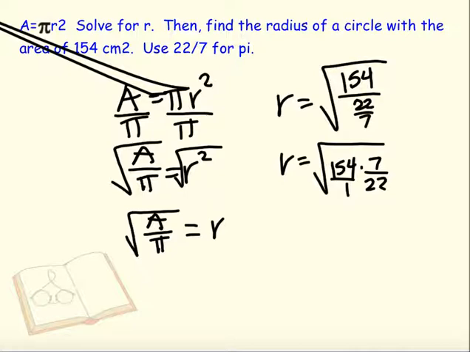But regardless, I end up with radius equaling the square root of 49 when all is said and done. 154 times 7 gives me 1078, divided by 22 gives me 49. And then I can say my radius must then be 7 units, 7 centimeters in this case. Okay? So we can solve for the radius by plugging them into my transformed equation.